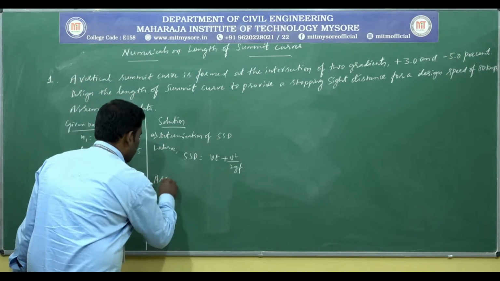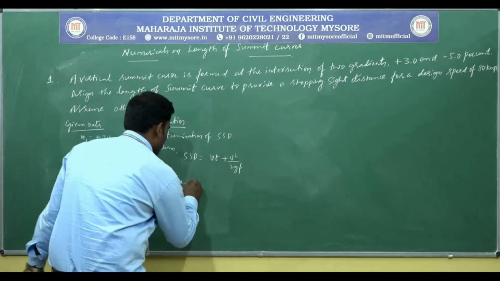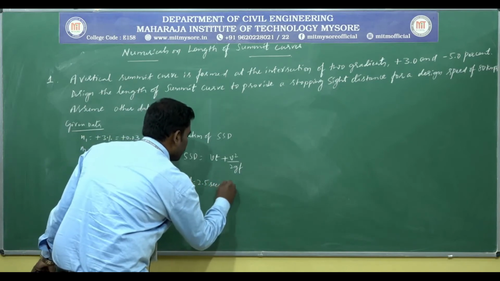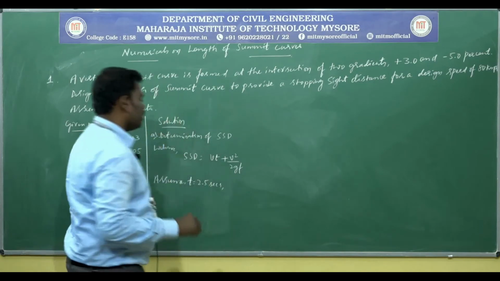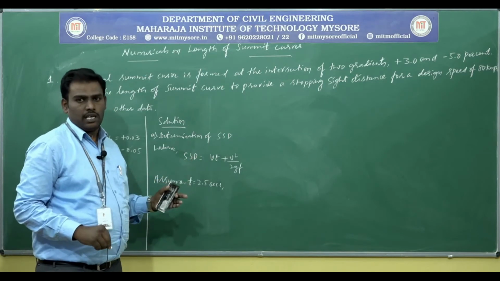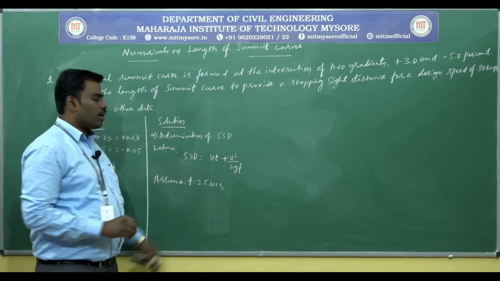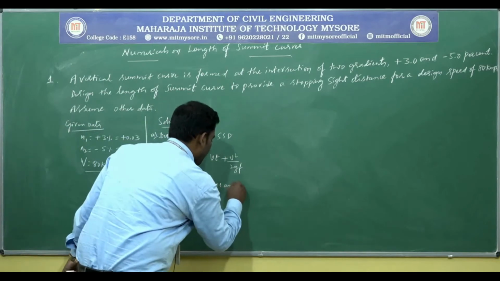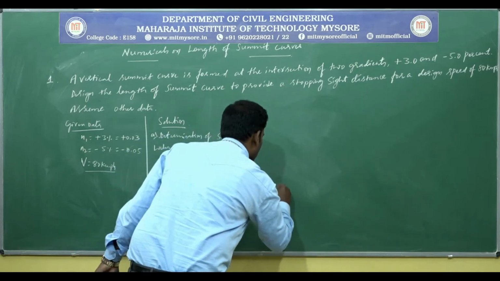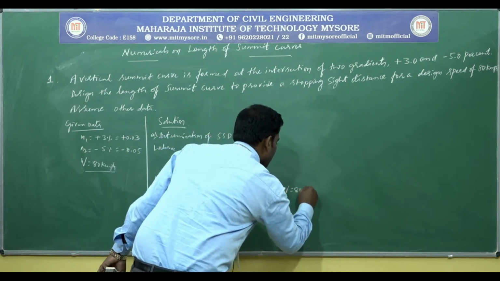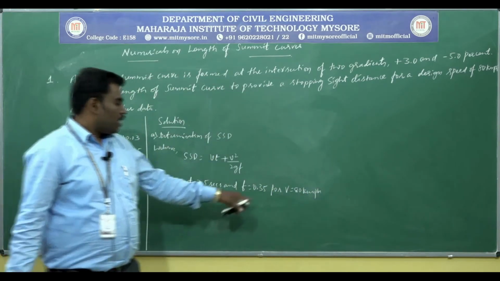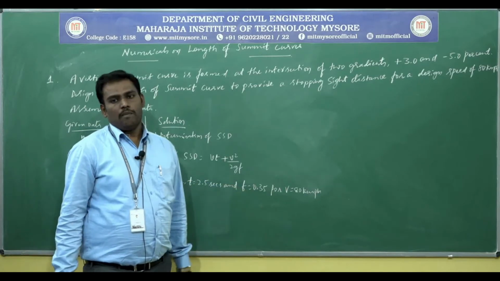Assume t is equal to 2.5 seconds. Always the reaction time of the driver is 2.5 seconds for stopping sight distance. It was recommended by Indian Roads Congress. And f is equal to 0.35 for V equal to 80 km per hour. For design speed of 80 km per hour, the coefficient of friction f is equal to 0.35.